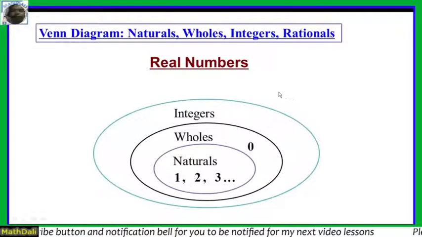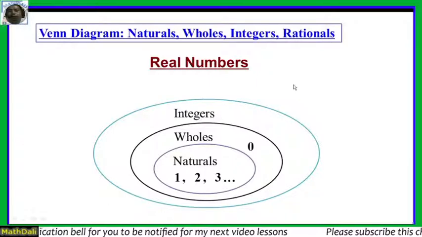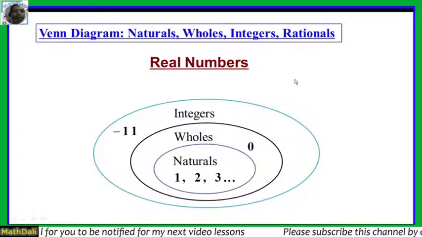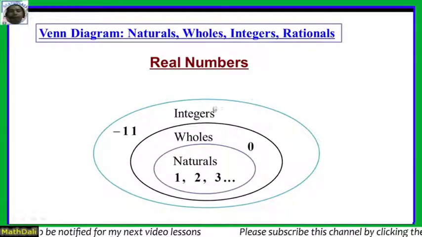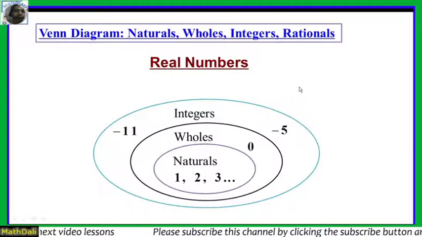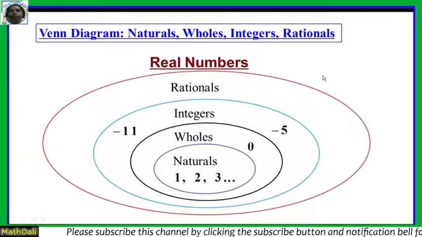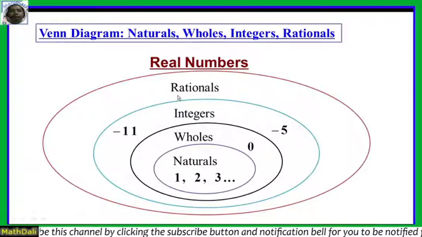Then we have the integers. Whole number is a subset of integers. Kasama sa mga element ng integers natin na hindi element ni whole number ay yung negative 11, yung mga negative integers natin, negative 5. Then we have the rational. Yung integer ay subset ni rational numbers.